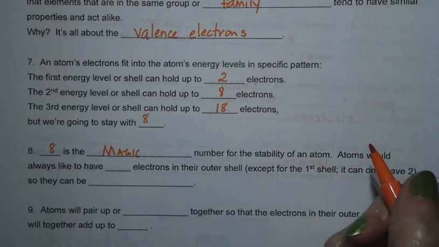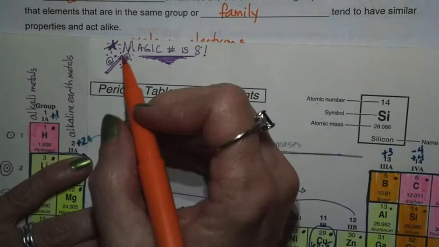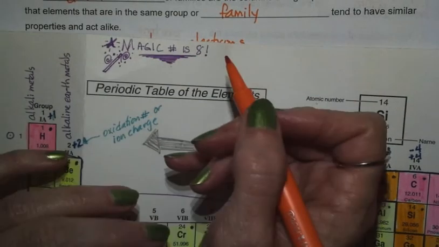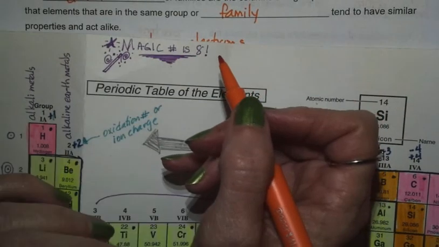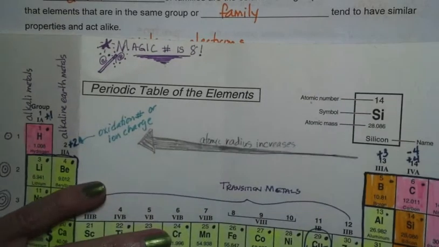So if you look on this, and this is the periodic table that I use with my chemistry students, and they have to draw this stuff too, right up here at the top. Magic number is 8. Don't know why. It's just that when an element has 8 valence electrons, it stops reacting. It's stable, but it will work. It will react with things to get to that magic number of 8.